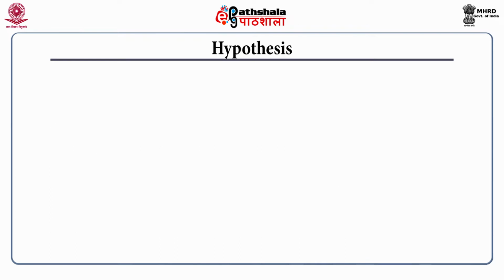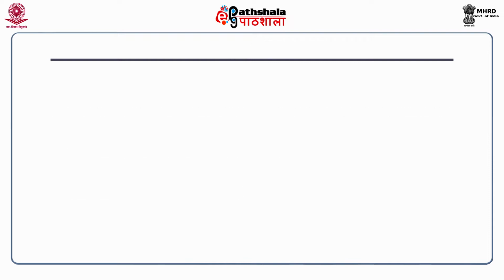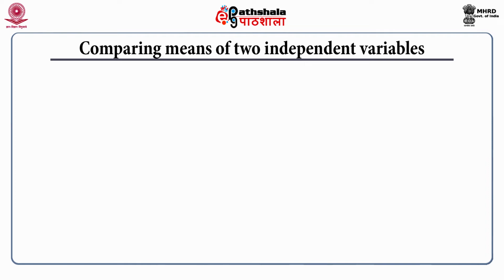The null hypothesis of the t-test is that the group means are the same, while the alternate hypothesis is that the group means are not the same. It's nothing to do with the directionality. Not the same means that either group 1 is higher than group 2 or group 2 is higher than group 1. So this is basically a two-tailed test, comparing means of the two independent variables.